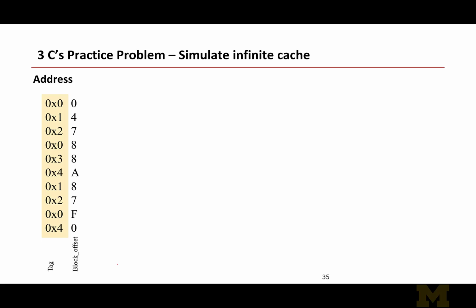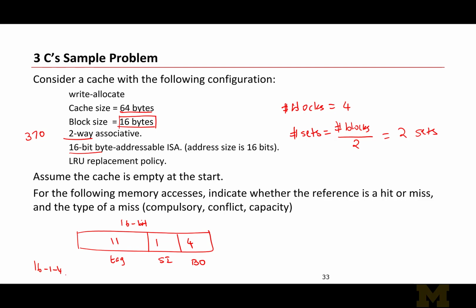Now, in the case of an infinite cache, the only restriction that you derive from the problem statement is the size of your block offset. So the block offset or the block size does not change across any of your 3 caches. The block size was 16 bytes, and so therefore the block offset was 4 bits.